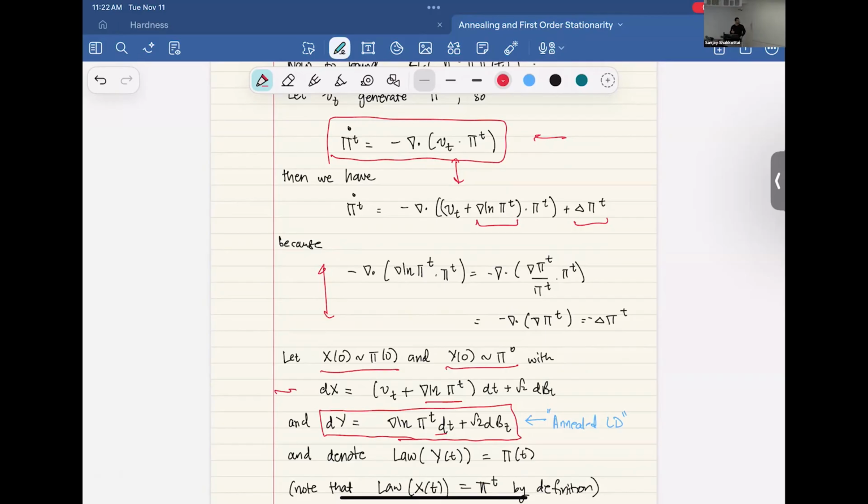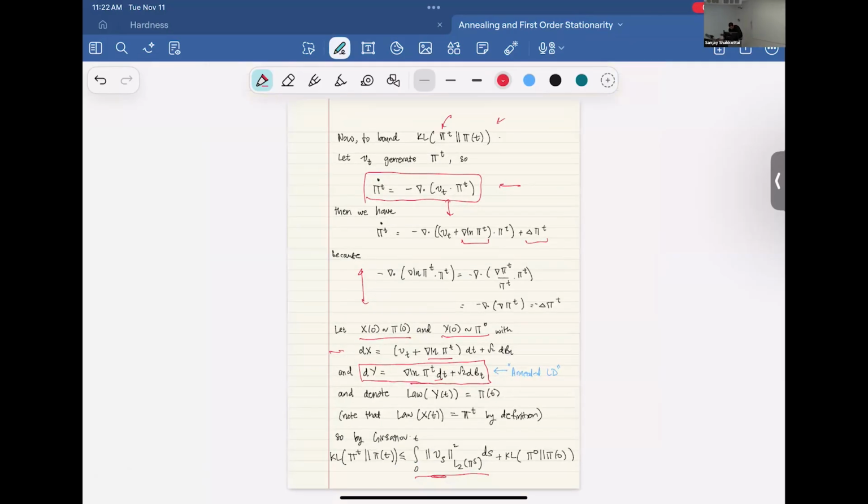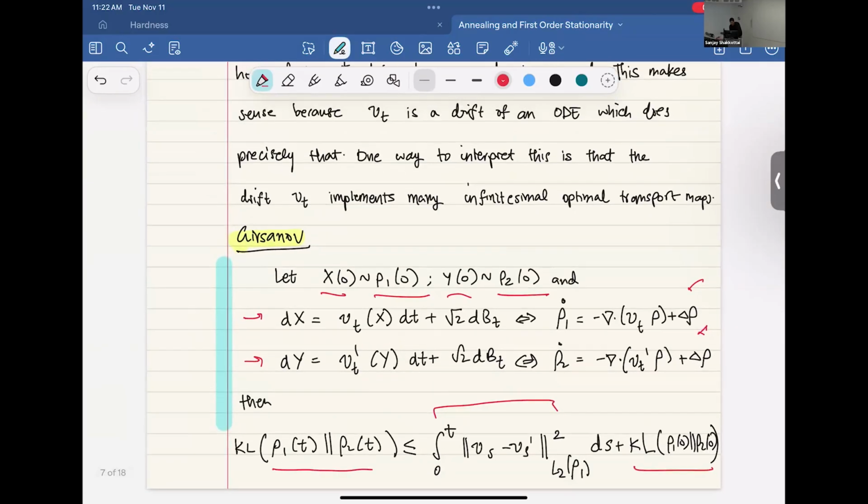And then we look at what happens when you apply Girsanov to these two, to calculate the difference between them. It turns out that the difference in the drifts between these two terms, so here I've got Vt plus grad log pi t, and here I've just got grad log pi t, the difference is just Vt, right? So Girsanov characterizes the KL in terms of the integral of the differences in the drifts. That's just v sub s squared L2 pi s, right? So this is the term that corresponds to this term right here.